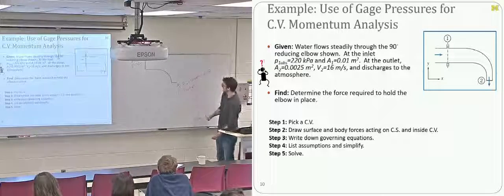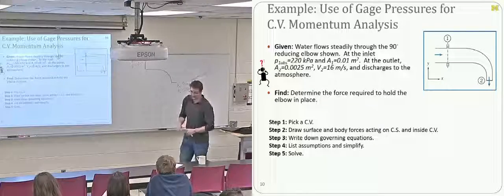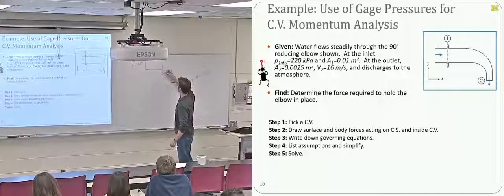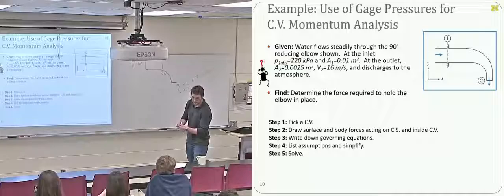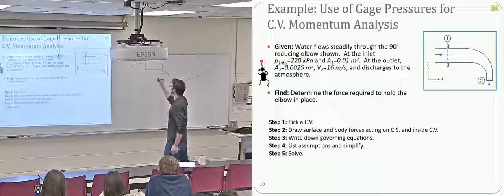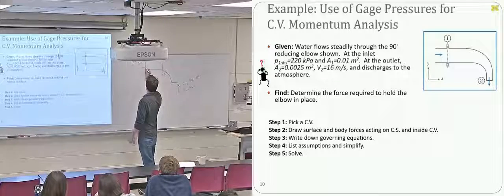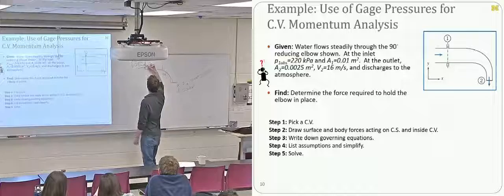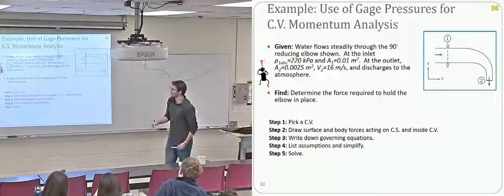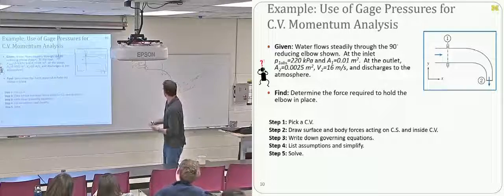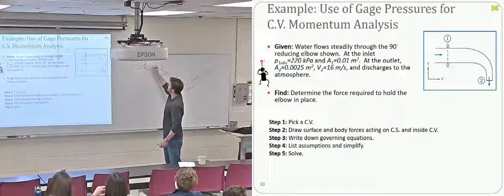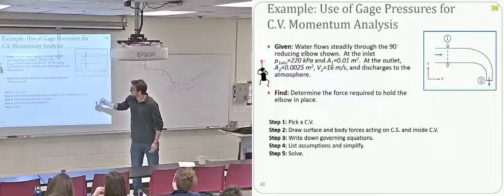KPa gauge, right? All right, what other forces do we have acting on this chunk? Well, we've got the weight of the fluid in the pipe. And then going into the pipe here, we've got V1 coming out of the pipe, we've got V2, meters per second. V1 is equal to, we don't know.